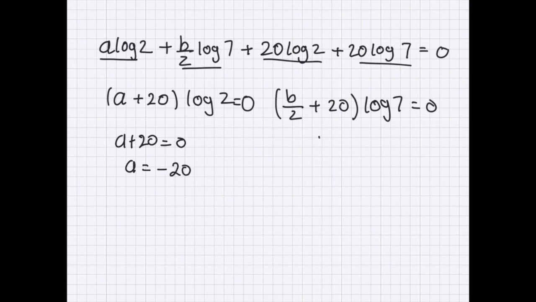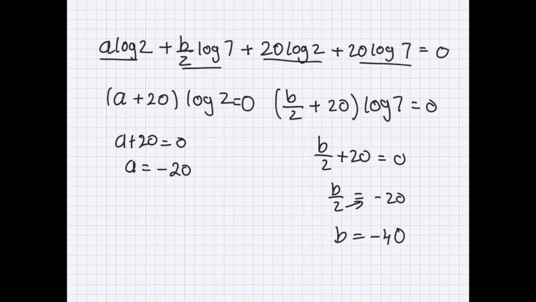Similarly, we can do this here. B over 2 plus 20 equal to 0, because we took 7 to that side, so it will be 0. So b over 2 is equal to negative 20, and then multiply 2 to that side. So b is equal to negative 40. So our answer is a is negative 20 and b is negative 40.